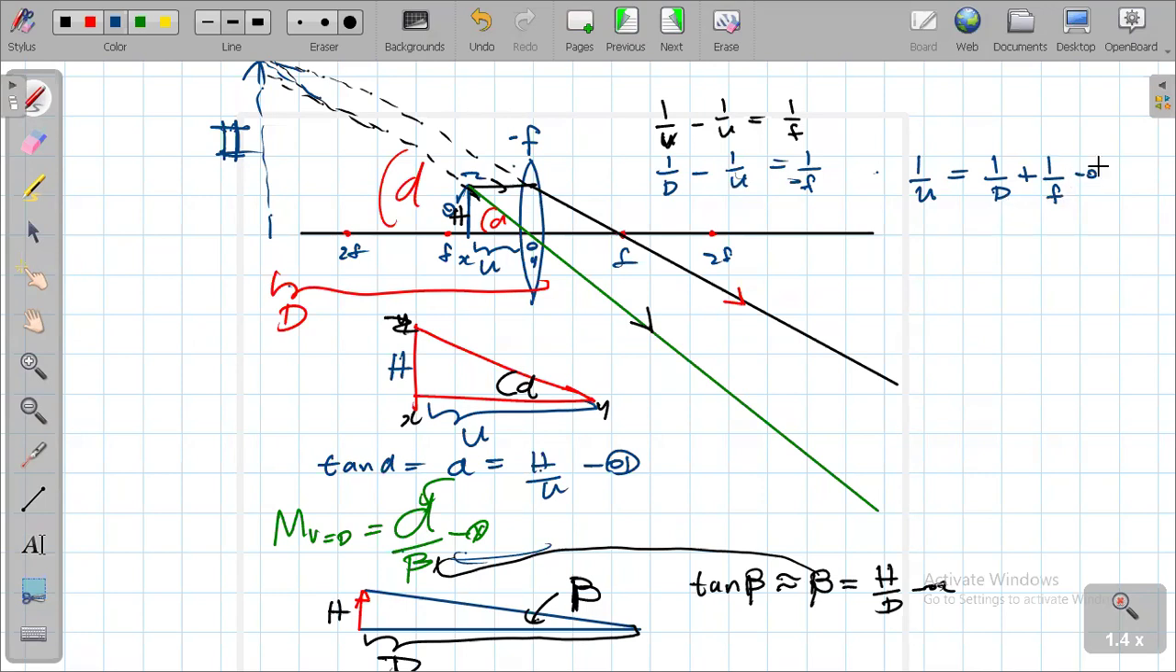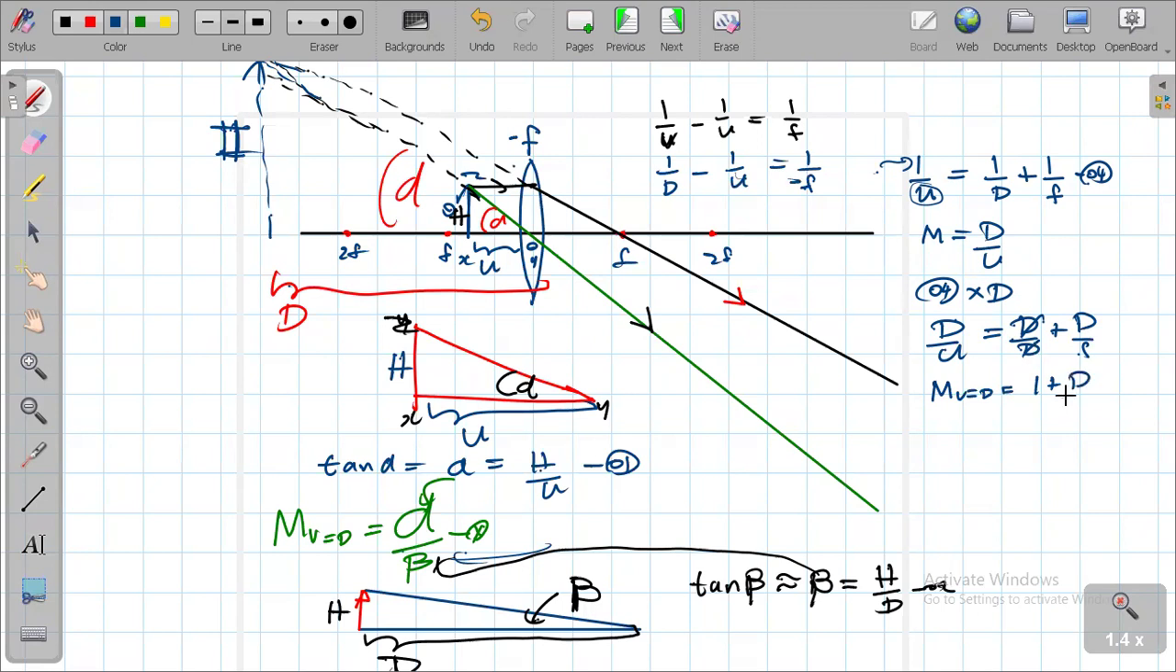Now this is like equation number 4. Still I didn't get my answer. But for the magnification, I need D over U. U is already in the denominator. If I can put D to the numerator, my problem is solved. What can I do now? I can multiply equation number 4 by D. Then what is my answer? D over U equals D over D plus D over F. D over U means magnification. MV equals D equals 1 plus D over F.